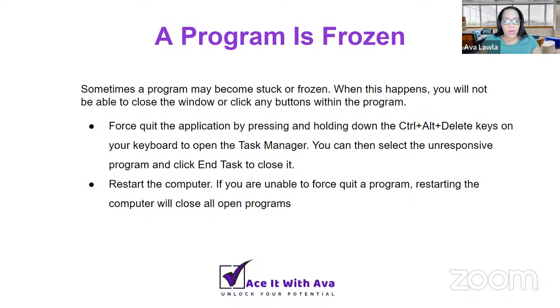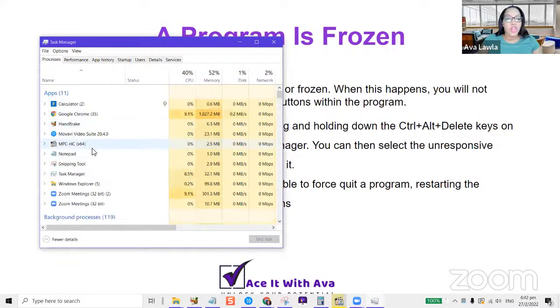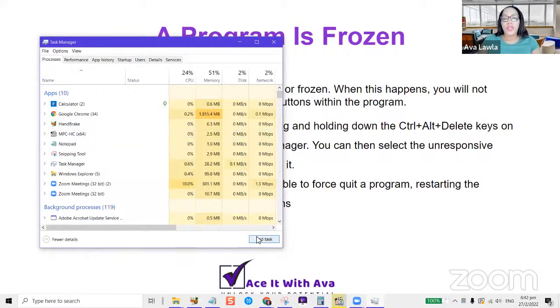So let me show you what that looks like. All right, let me just get stuff ready here. What happens is that when we go back to the task manager, when you go to the processes area, you will see your program here and it tends to say not responding. Once it says not responding, or even if it doesn't say that, identify the program that is frozen, and then you just select it and click end task, and it will close the program for you.